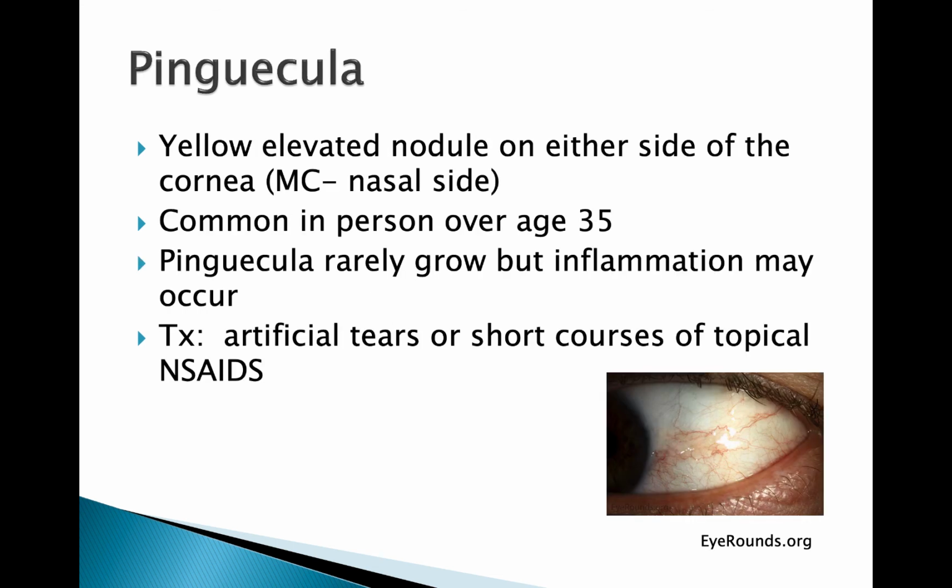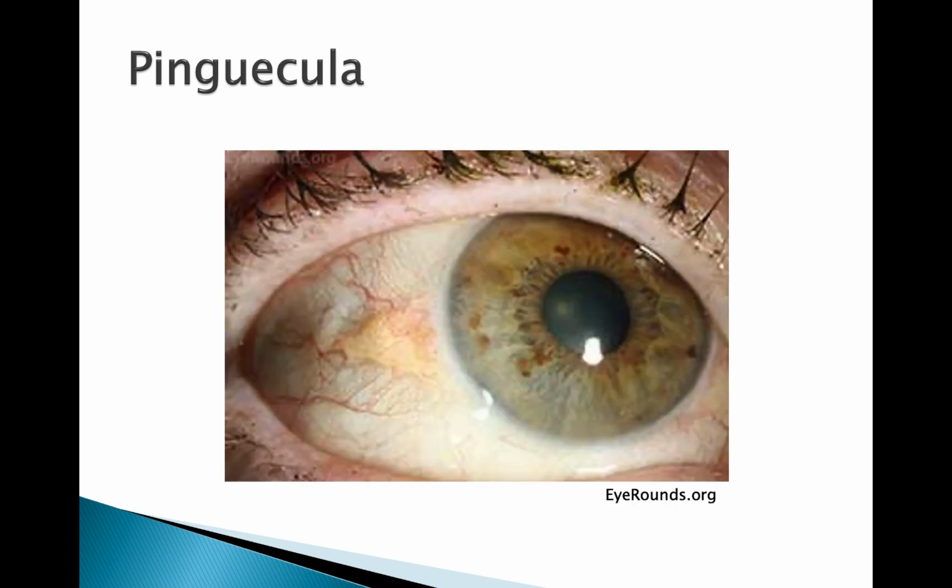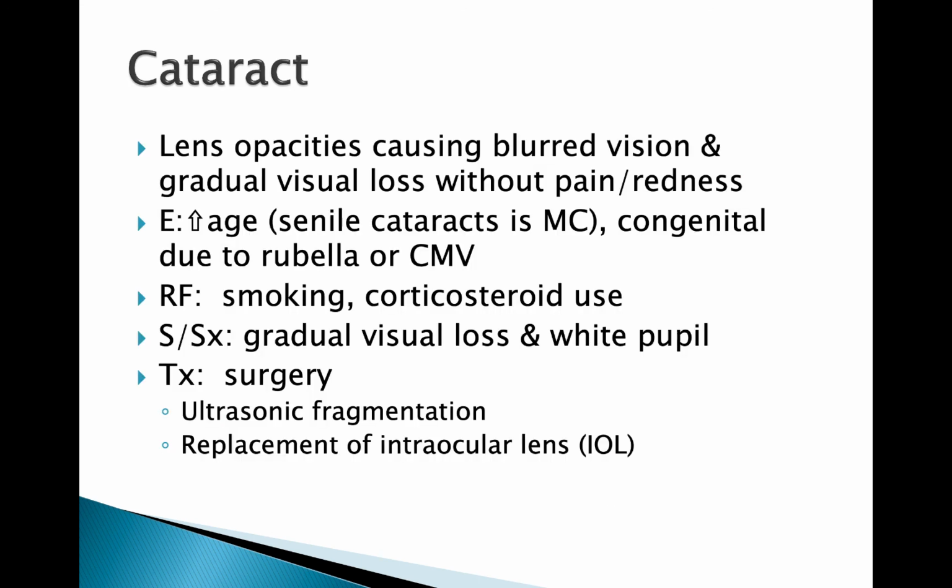Pinguecula is just a yellow elevated nodule on either side of the cornea. Most commonly, it's found on the nasal side, and it's common in people over age 35. A pinguecula rarely grows, but inflammation may occur, so it kind of just stays the same size. Sometimes it gets inflamed and might enlarge just a tiny bit, but it'll go back down. And treatment, again, for this is artificial tears. You can do a short course of topical NSAIDs, but most generally, it's just reassurance to the patient. There's nothing pathological there. And here's another close-up look of a pinguecula.